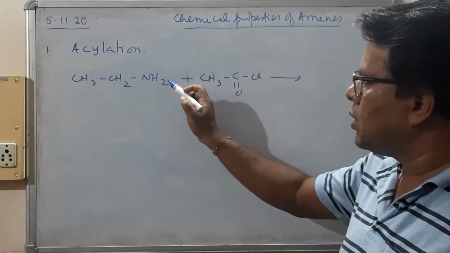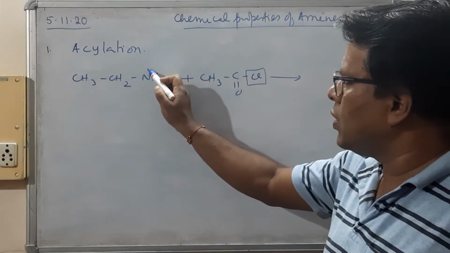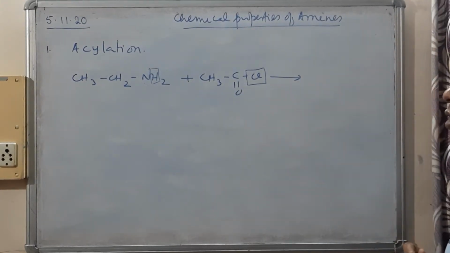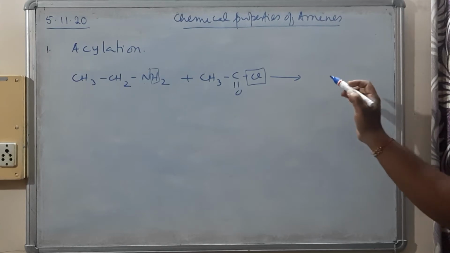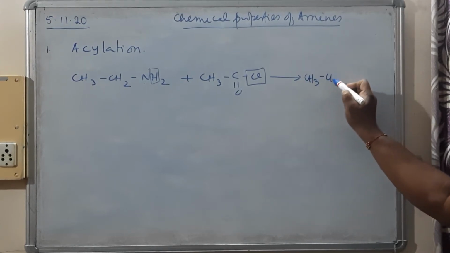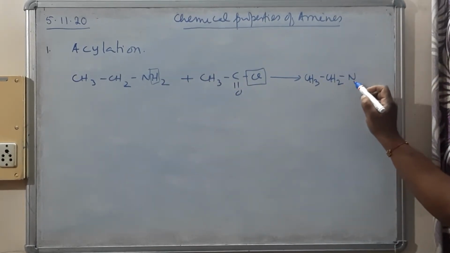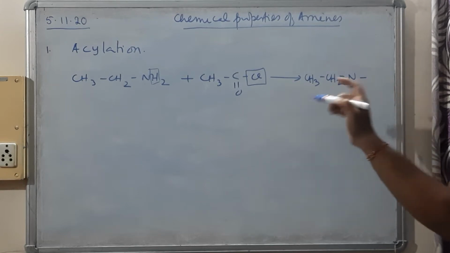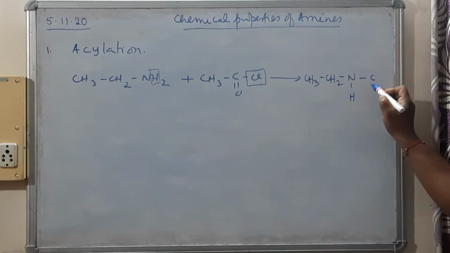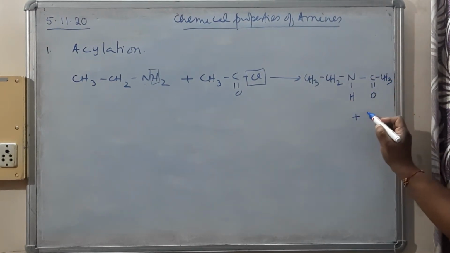Then what happens, in short, is that this Cl and one of this H get involved in their loss, and the product formed is CH3, CH2, then there is NH. This N gets connected with this C double bond O, CH3. So this plus HCl.